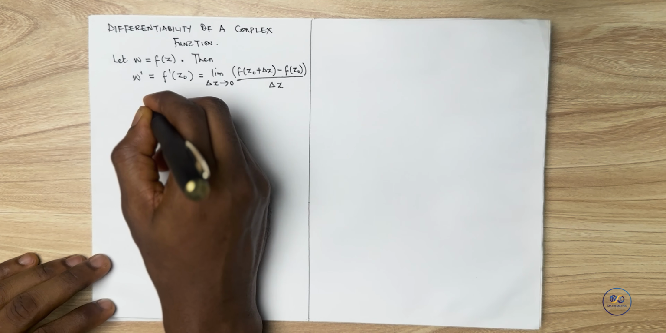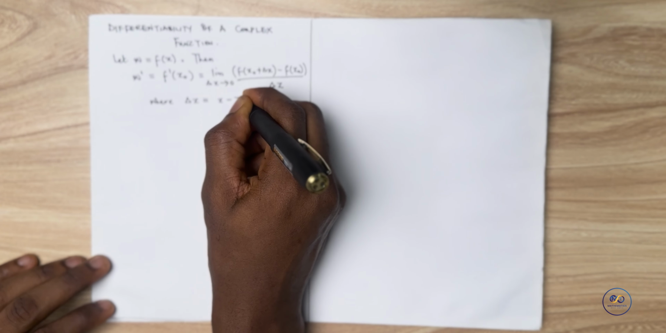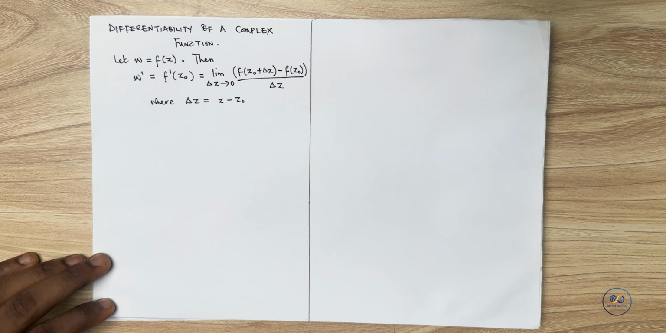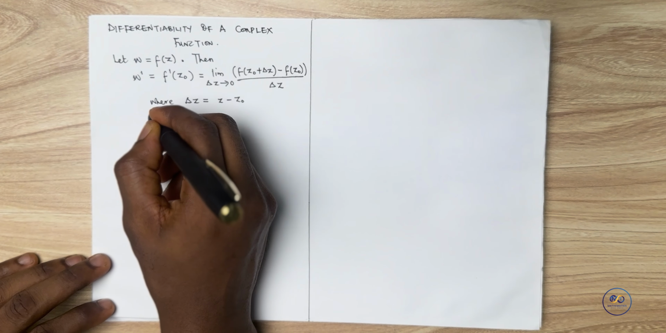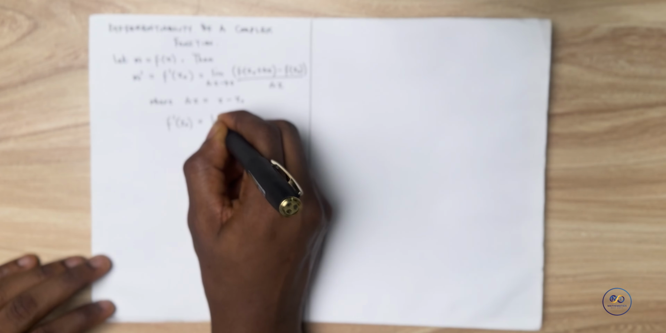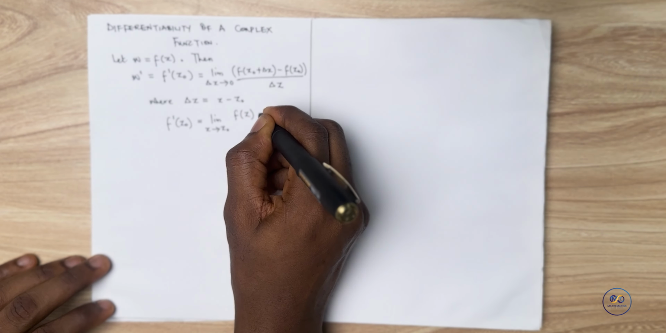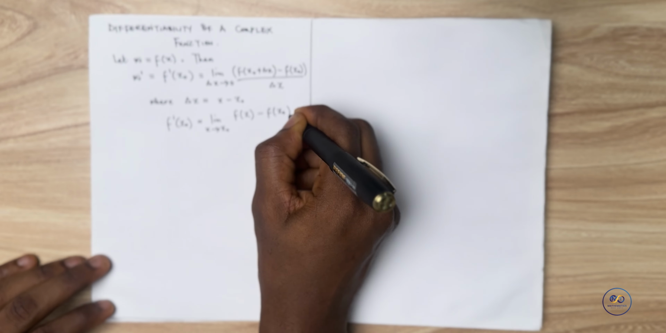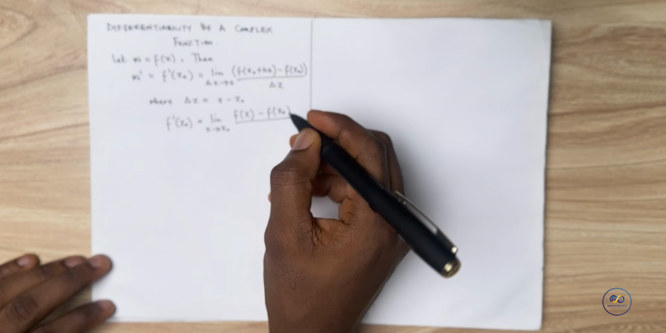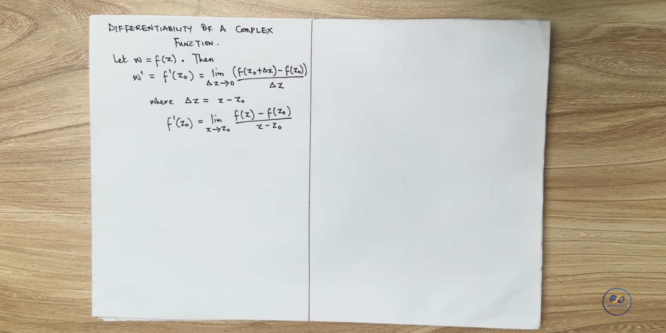Now, of course, by this notation, we are saying that delta z is equal to z minus z0, for a specific point z0, which means that we can write f prime of z0 as the limit as z tends to z0 of f of z minus f of z0, divided, of course, by z minus z0, right? So we can either decide to write the function in this nature, or we can decide to write the differential in this nature. Either one is fine.